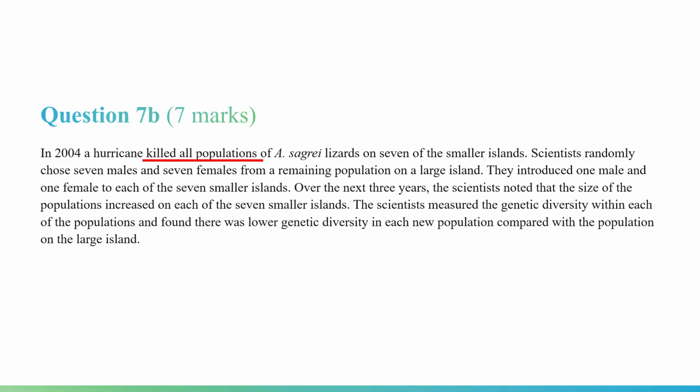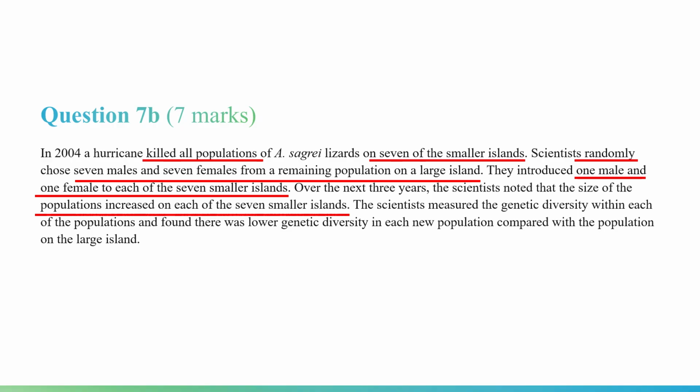In 2004, a hurricane killed all populations of A. sagrei lizards on 7 of the smaller islands. Scientists randomly chose 7 males and 7 females from the remaining population on a large island. They introduced 1 male and 1 female to each of the 7 smaller islands. Over the next 3 years, the scientists noted that the size of the populations increased on each of the 7 smaller islands. The scientists measured the genetic diversity within each of the populations and found that there was lower genetic diversity in each new population compared with the population on the large island.